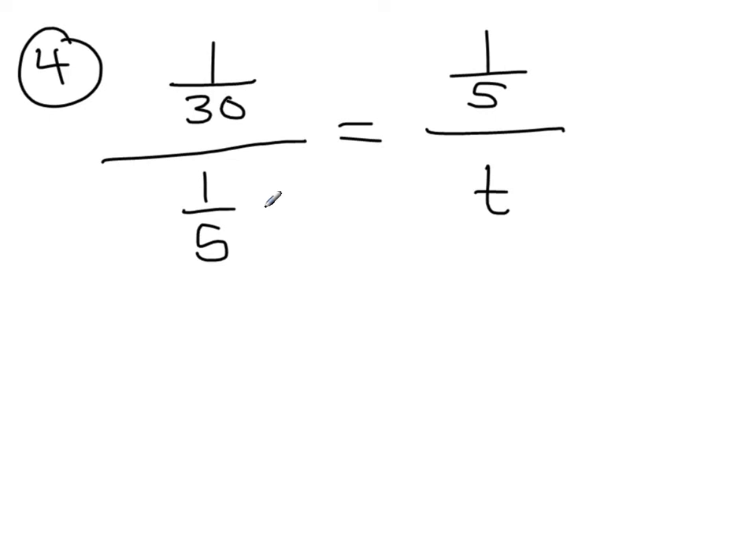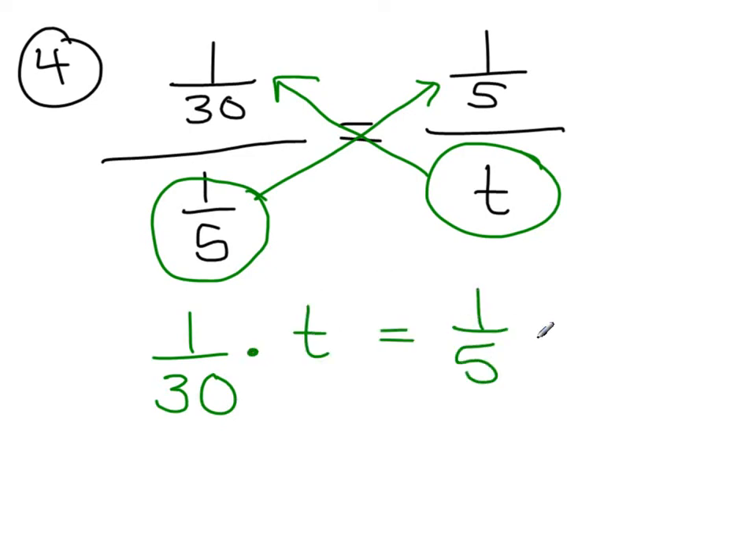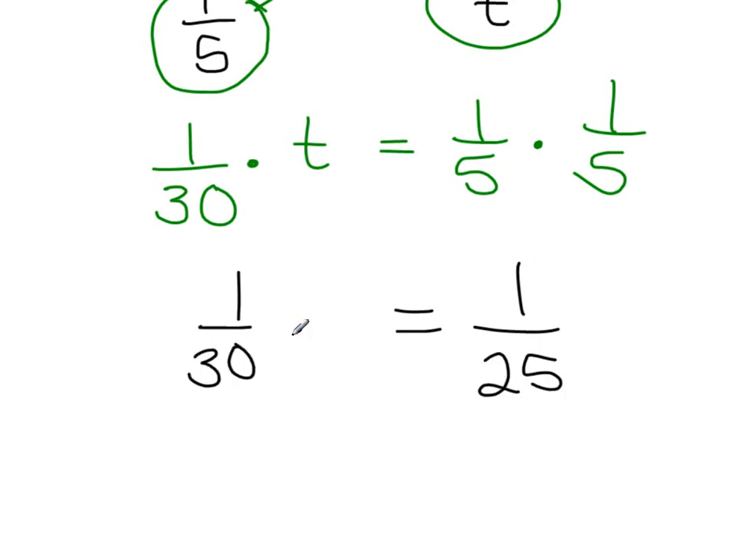But we can do our general strategy where we take whatever's in the bottom here, multiply it across, whatever's in the bottom here, and multiply it across there. So we have 1/30 times t equals 1/5 times 1/5. Now, when you write this, because you didn't do any crazy canceling that you're not supposed to do, you can see 1/5 times 1/5, nothing's going to cancel out there. When we multiply fractions, we multiply straight across. 1 times 1 is 1. 5 times 5 is 25. And we still have 1/30 times t.